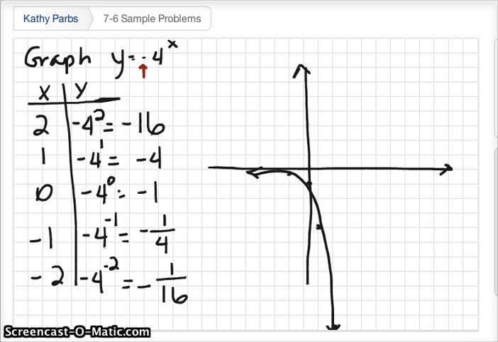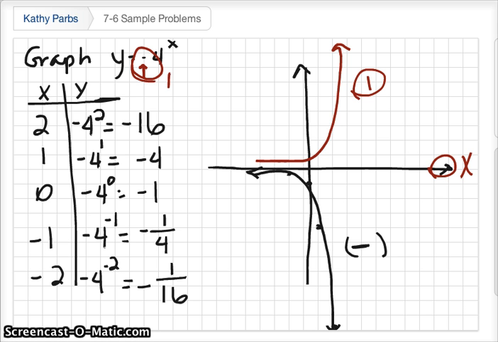And so if you look at the graph on the previous slide, it looks exactly the same, except that our negative graph goes this way, and on the previous graph, our positive one went this way. So they're exactly the same. We just flipped it over the x-axis, which is what your negative sign does. It rotates the graph over the x-axis.